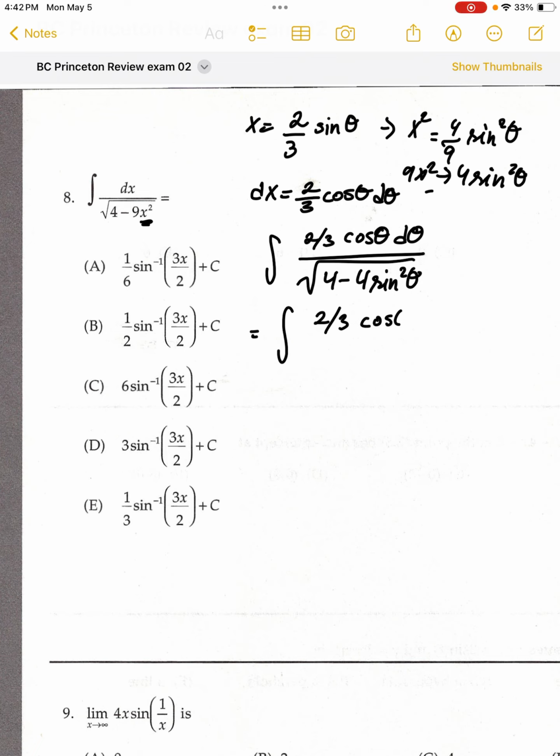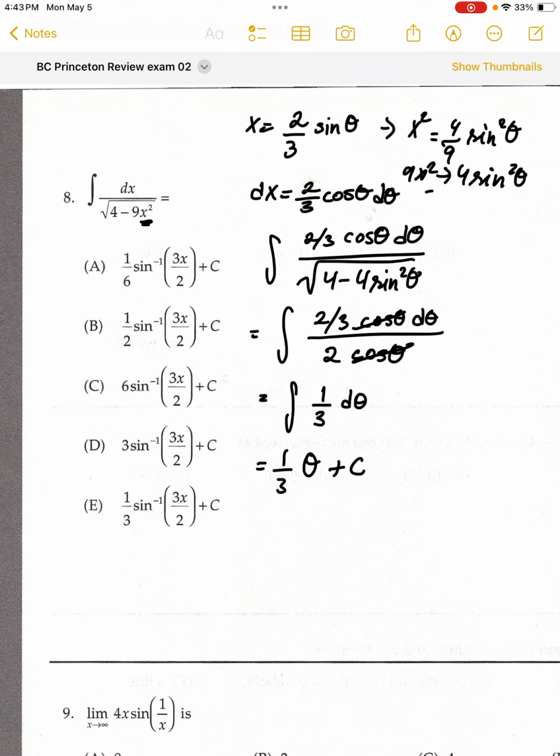And this is equal to 2/3 cosine theta d theta over 2 cosine theta, because 4 minus 4 sine squared theta is 4 cosine squared theta, and the square root of 4 cosine squared theta is 2 cosine theta. Right? And so we get the integral of 1/3 d theta, which is just 1/3 theta plus c.